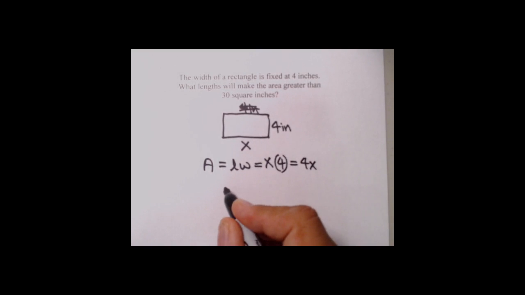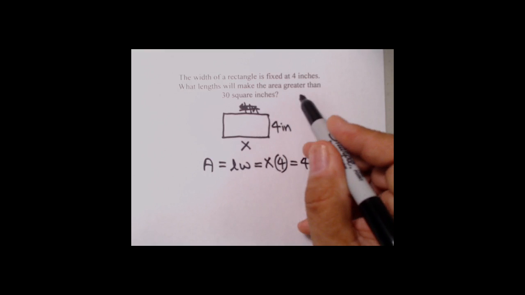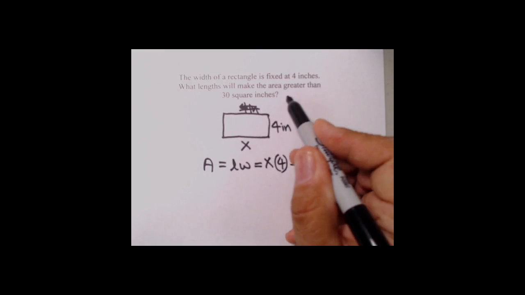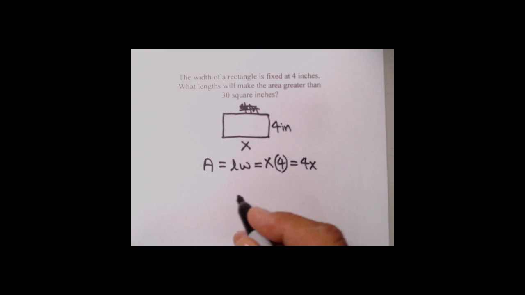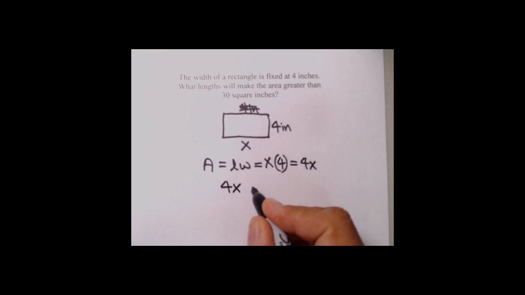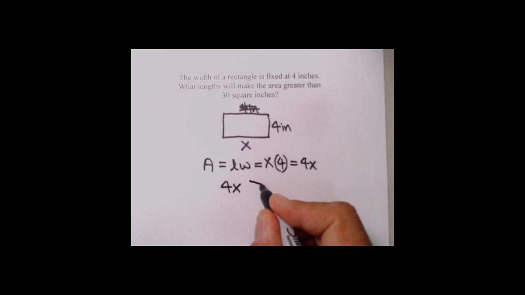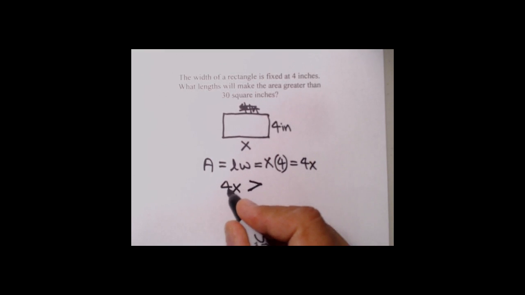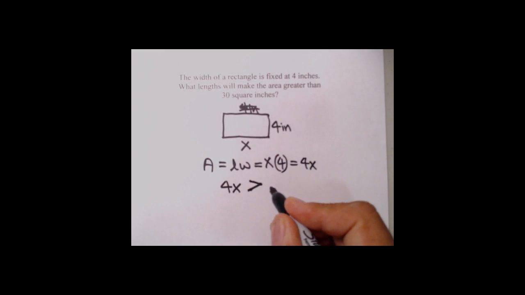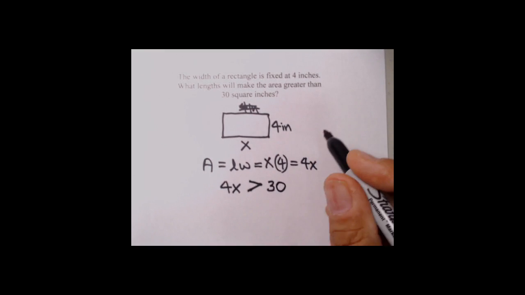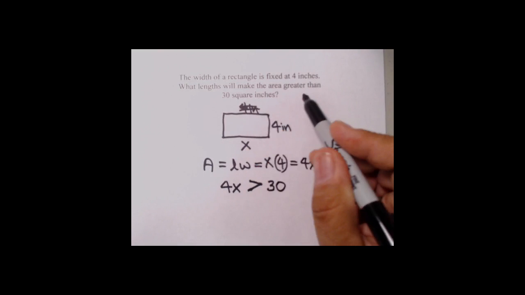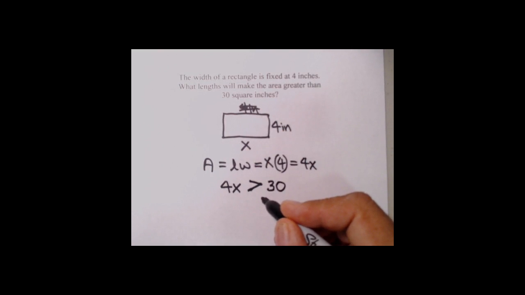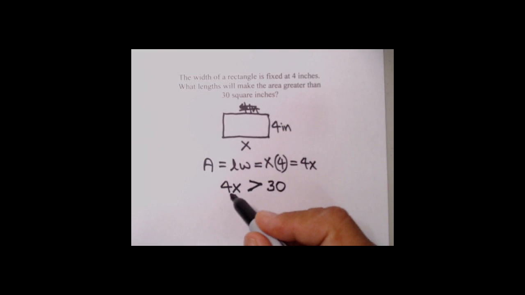So here we say that area must be greater than 30 square inches. Here's the area, 4x, and it's got to be greater. That means we put the larger side facing the 4x and the 30 over here. It must be greater than, it doesn't say it can be equal, so no equal bar here. So the area, 4 times x, has to be greater than 30.